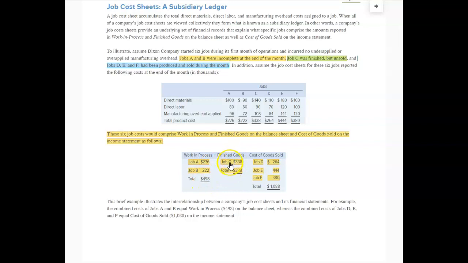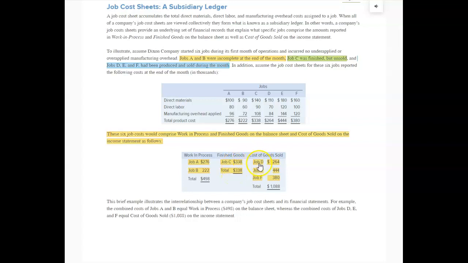If we have a job that was completed and not sold yet, that cost, materials, labor, and overhead, the total amount, is in the finished goods inventory. It's already gone through work in process and now it's in finished goods. The cost stays here for completed jobs until we sell those jobs. So the only job that we completed and did not sell is job C. And so in our finished goods inventory account, we have $338, again representing the materials, labor, and overhead for job C, and job C only.